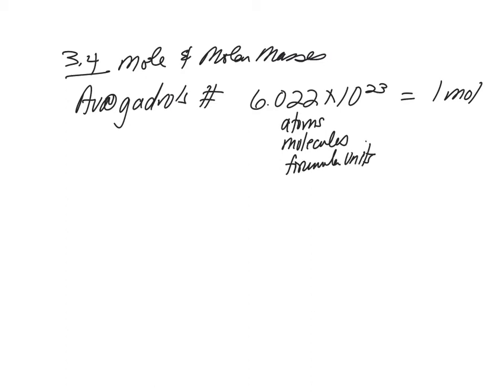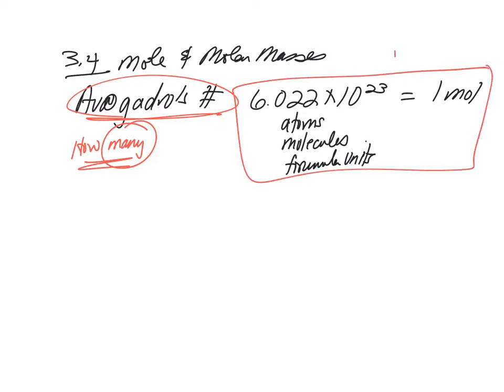So the key here is when you use Avogadro's number: when you see a question asking how many. When I see how many, I think of Avogadro's number, and this is the conversion factor for dimensional analysis. And that's in 1 mole. And your book talks about what a mole is.